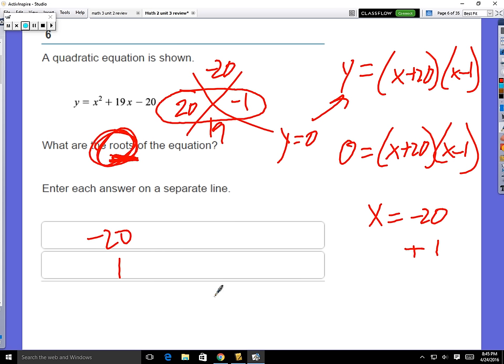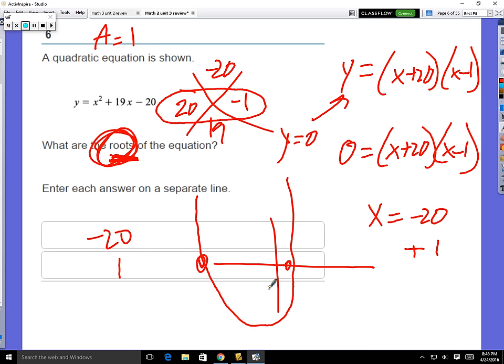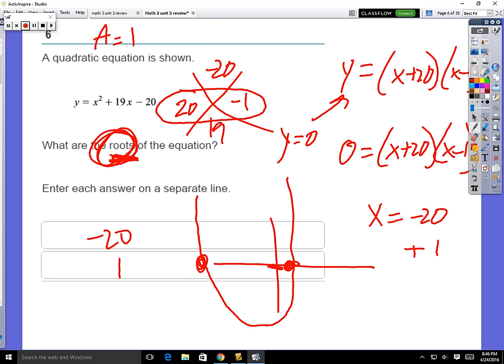And what that means is your graph at a minus 20 on the x, so clear over here, and a plus 1, you have two roots. And I know since a is a positive 1, my parabola is going to open up. So there are your two roots. If you're looking at a graph, your roots are where it crosses the x axis when the y number line is 0. So that's why they're called zeros.